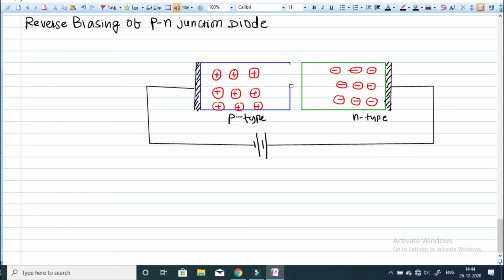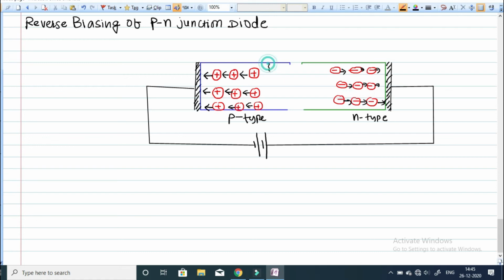The electrons and holes from the p side and n side will be attracted by the negative terminal and the positive terminal of the battery. These holes will start moving away from the junction because they are attracted by the negative terminal, and similarly the electrons from the n side will start moving away from the junction. Near the junction there will be a charge free region. No charge will be available near the junction.